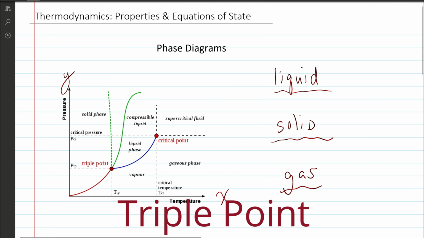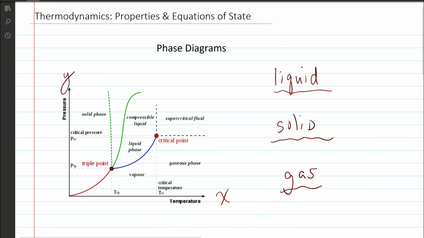And then there's the triple point. The triple point is the point on the diagram where the lines of equilibrium all intersect, right? This is the point where all phases of matter, the solid, liquid, and gas, all coexist together.